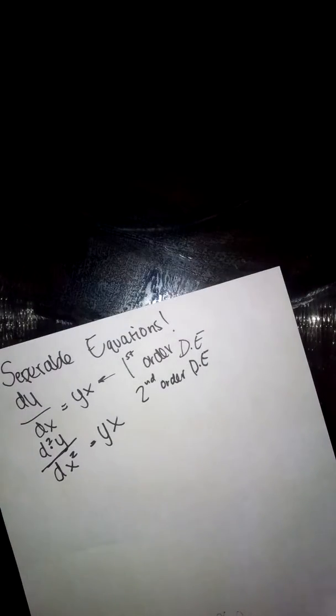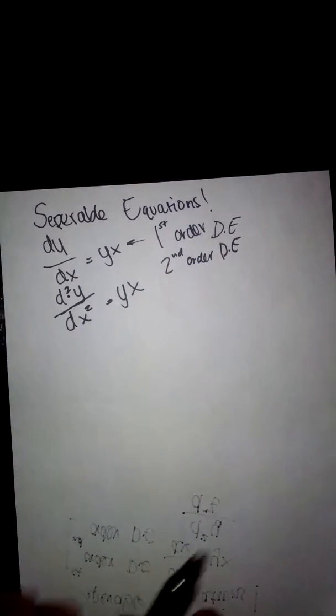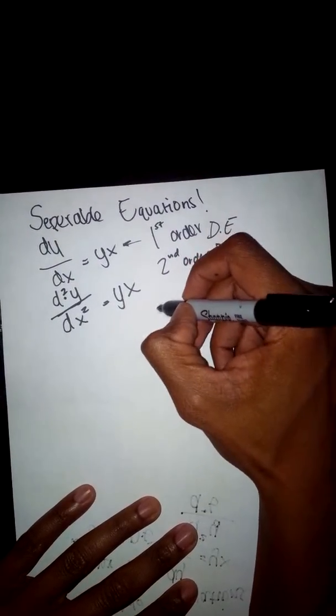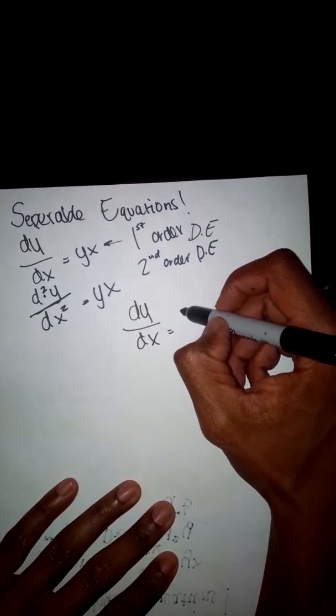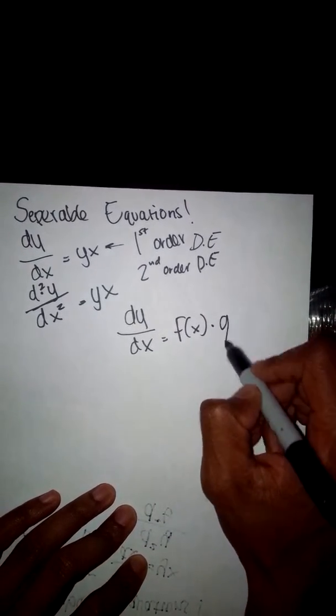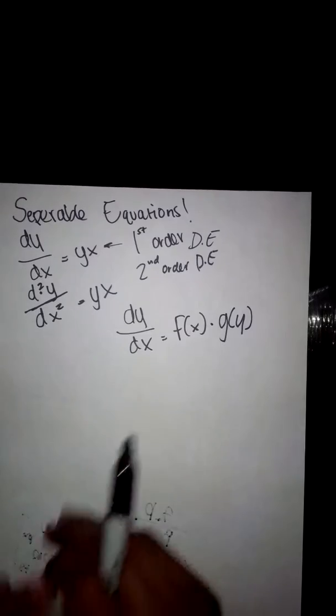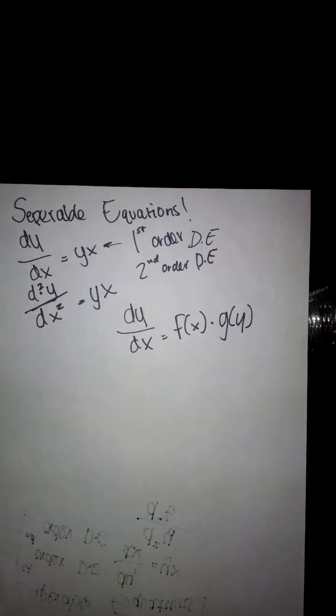Before we go on to an example, separable equations are usually put inside the form dy/dx is equal to some function of x times some function of y. Okay, before we move on, this is like the general form of a first order differential equation, which for separable equations, the ones that we're going to be dealing with are all going to be first order.